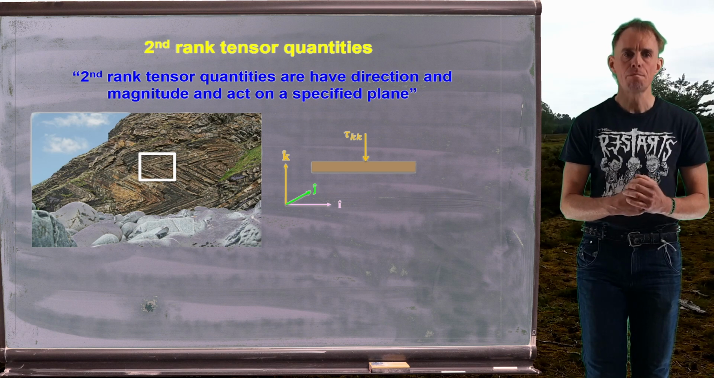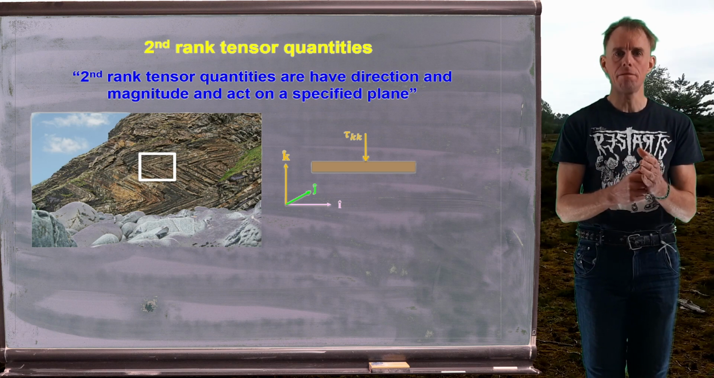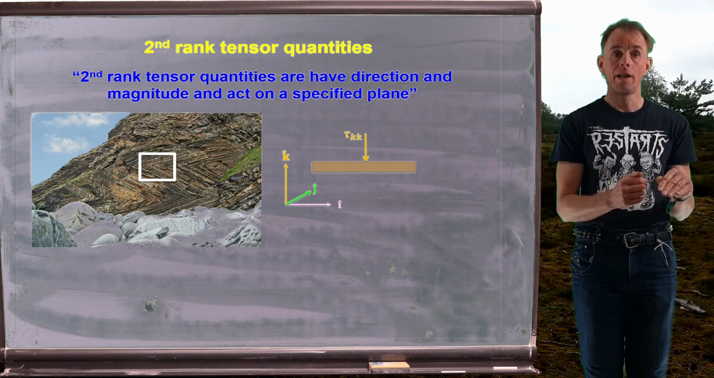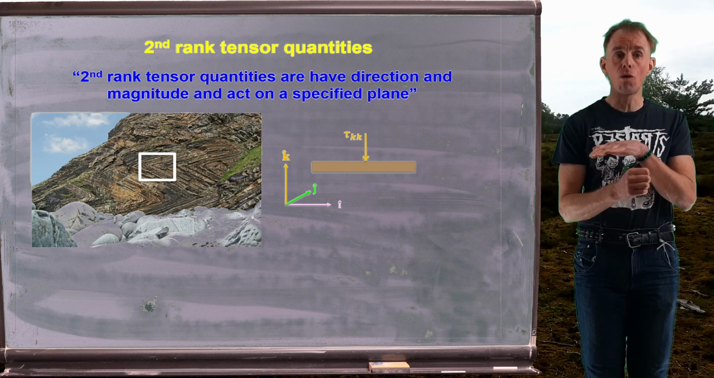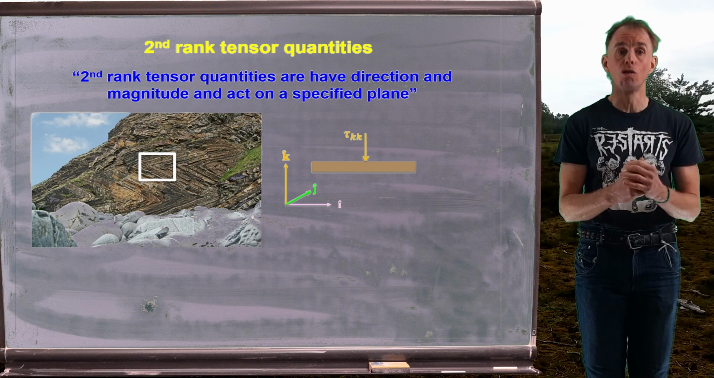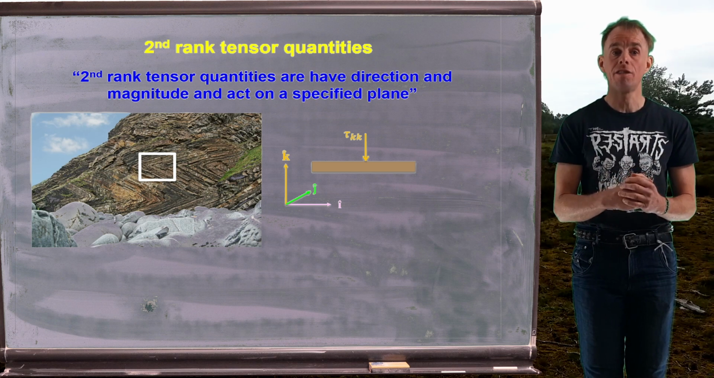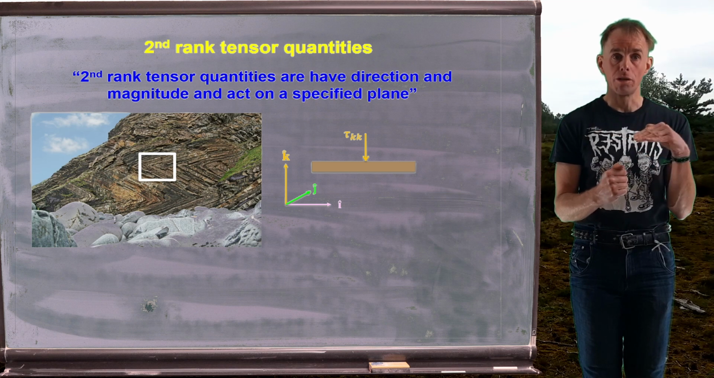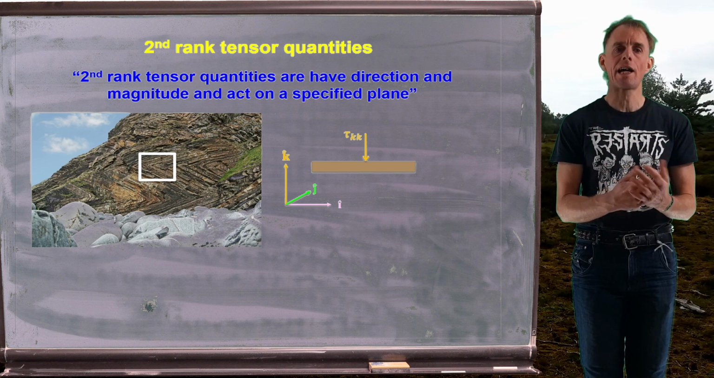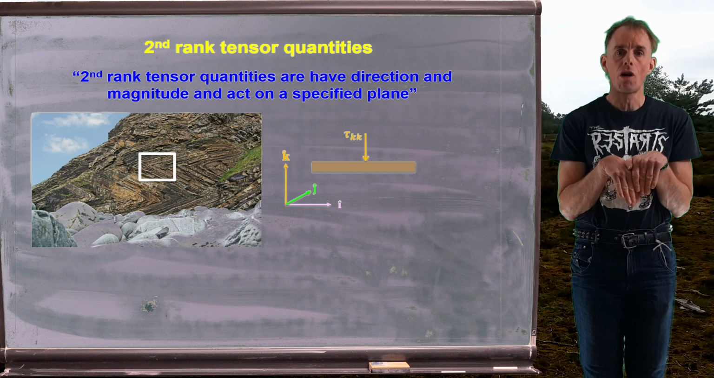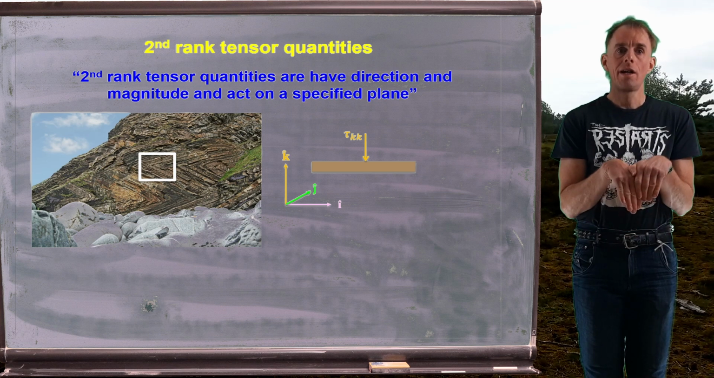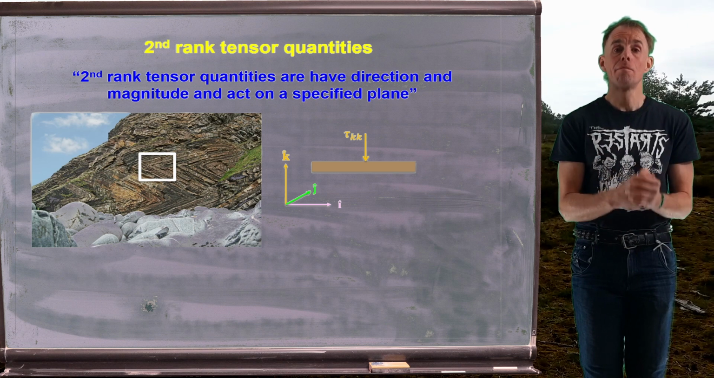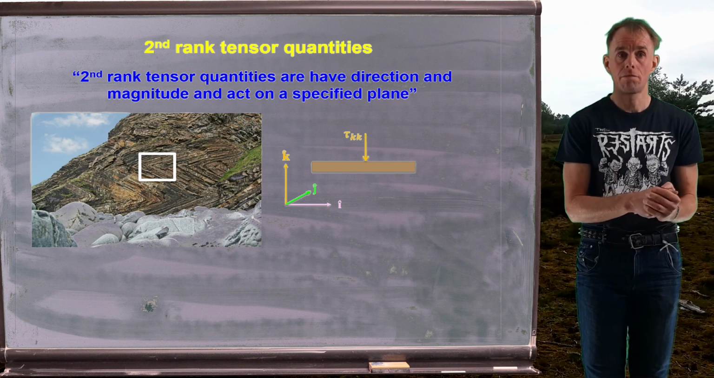So let's say we're acting on the K plane. Now we define a plane by the direction of its normal, and so in this case a horizontal plane will have a vertical normal, and vertical here is described by the K direction, so the K plane is the horizontal plane. And I could have a stress acting inwards onto that plane. So the stress is acting in the K direction, or the negative K direction, but also on the K plane.